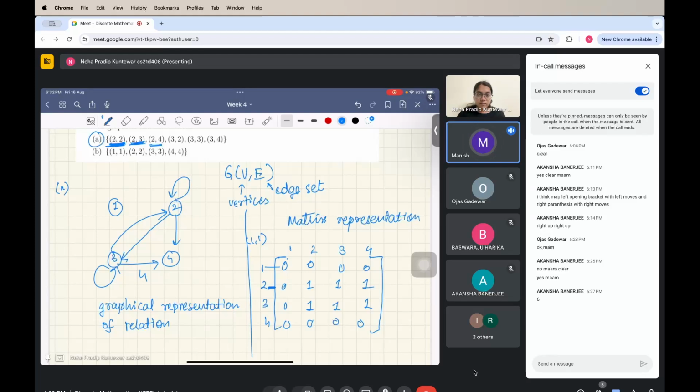Then in graphical representation, can we have a disconnected graph like this? Yes, that is perfectly possible. So the graph need not be connected. A relation does not impose that constraint.